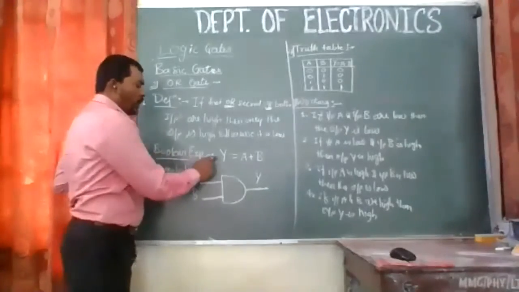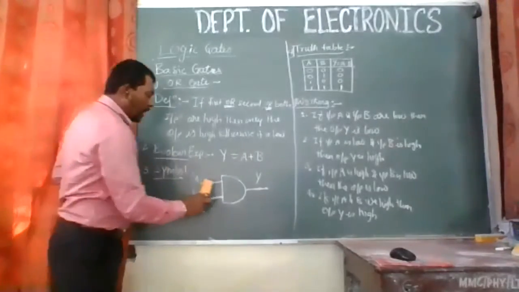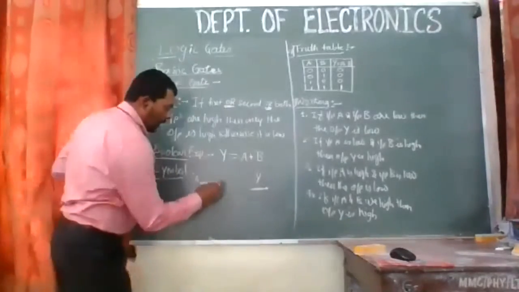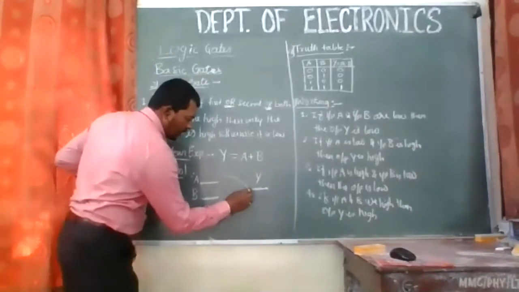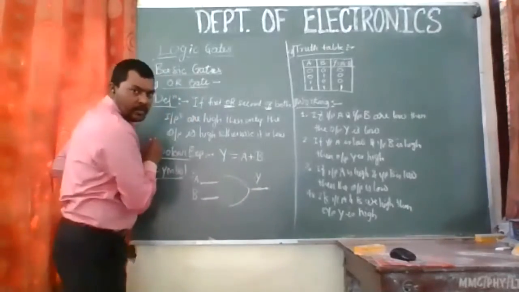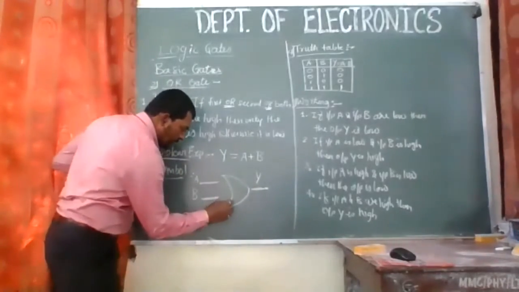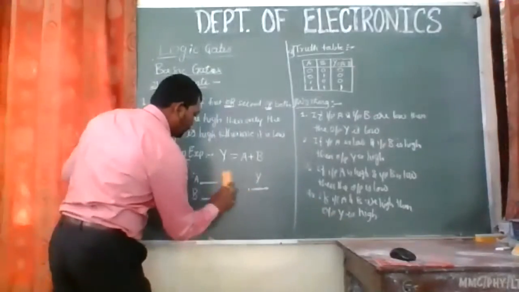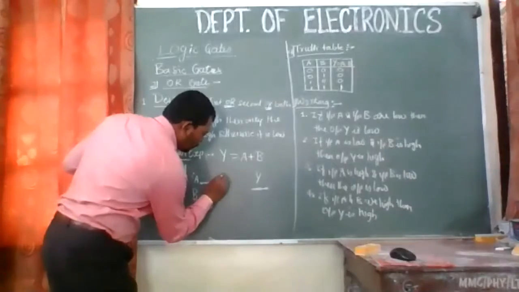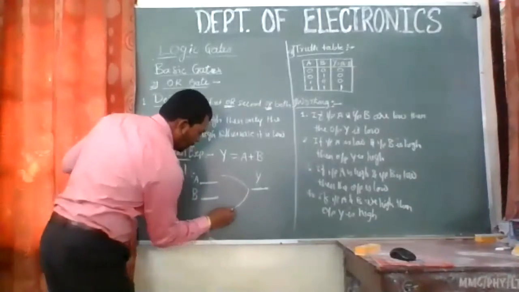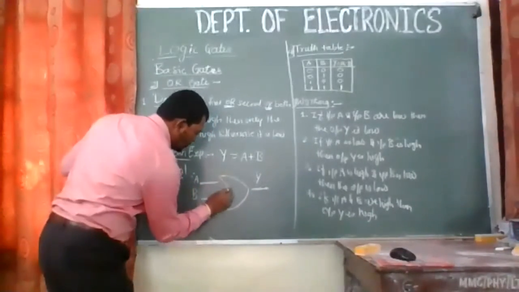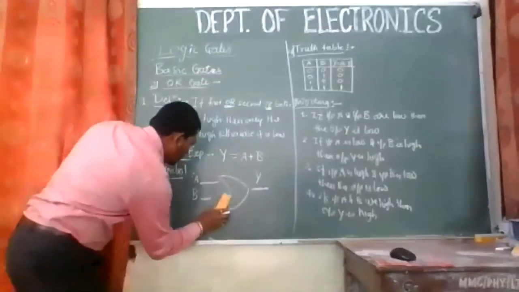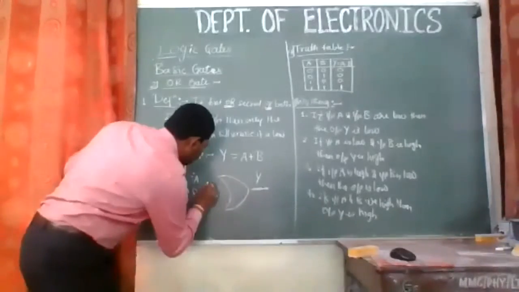So the Boolean expression is y equal to a plus b, and the symbol is a little bit tricky. We'll have a leaf-like structure like this, right? And then we'll have a curve inside it like this. So it's like a leaf. I'm again going to draw it for you, and while seeing how it is being drawn, I guess it's very easy to understand. So a curve inside it, and we will have two inputs coming in at the center.